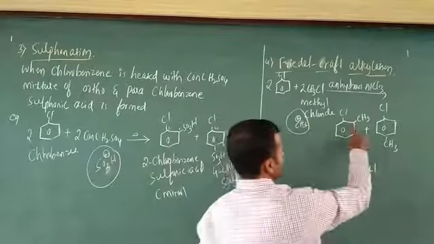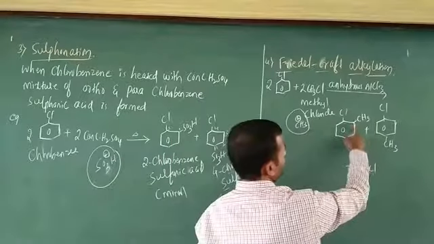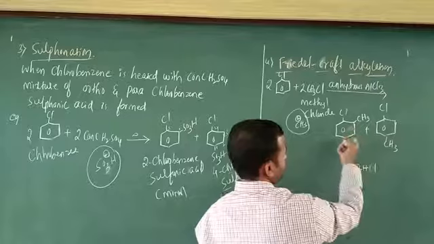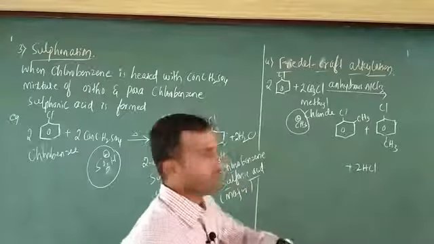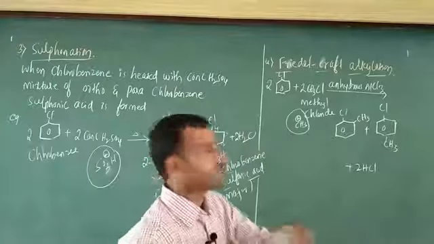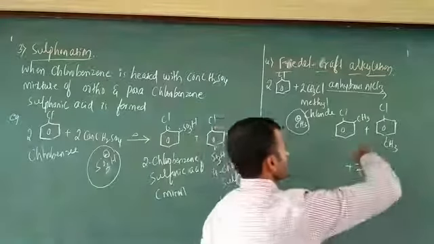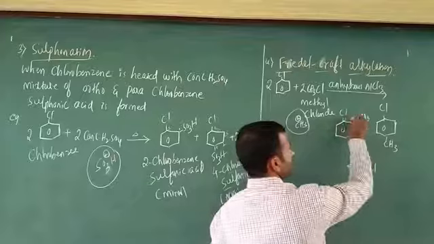Just here, you can write orthochlorotoluene, no problem. This is parachlorotoluene, you can write. If you want you can write the IUPAC nomenclature also, no problem. IUPAC nomenclature means starting from this, this is 1, this is 2.